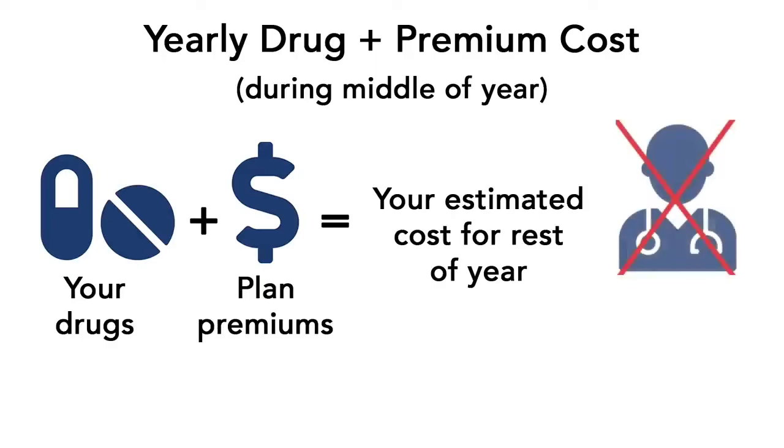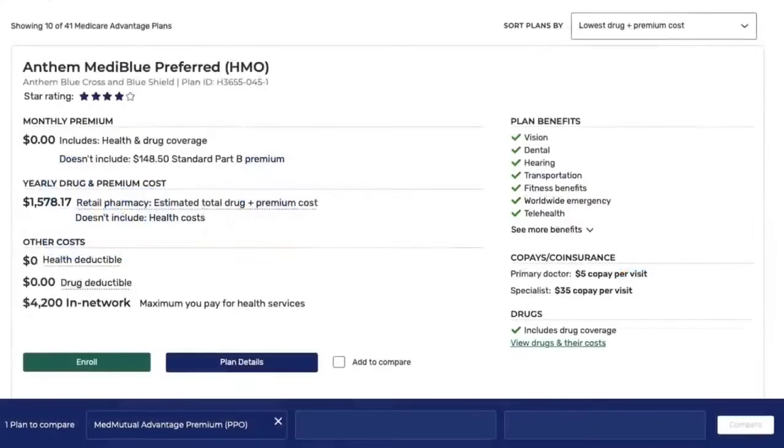Remember, this estimate doesn't include other costs for health services. You'll also see other costs, like the maximum amounts and copays you pay for health services. To learn more about what each of these items are, select the underlined text to open a window with more information. To get more details about a plan, its costs, and what's covered, select Plan Details.